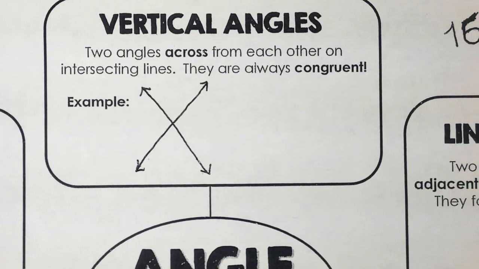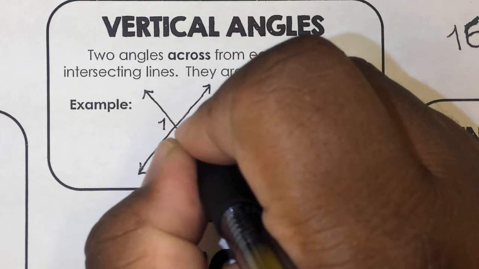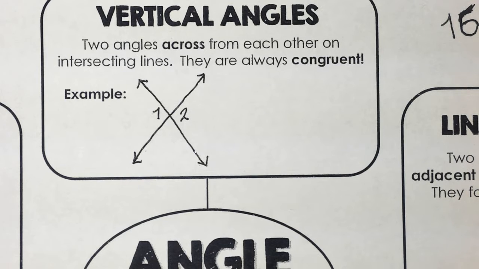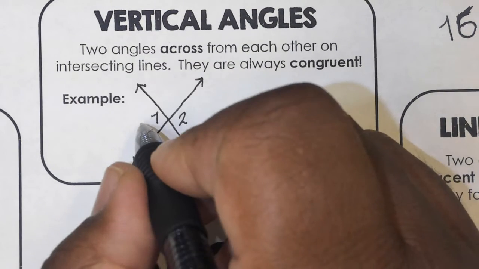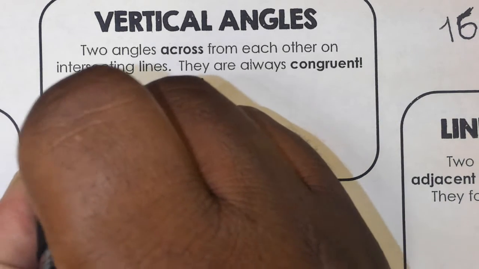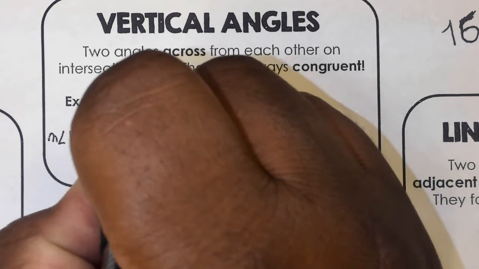Got 2 intersecting lines here. On this angle over here, I'm going to label this 1. The other 2 on the other side, across from each other. This is a representation of what vertical angles are. 2 angles that sit across from each other, and they're congruent. These 2 angles are congruent, and we call them vertical angles. So if you know one, you automatically know what the other is. To write this out, it would be the measure of angle 1 is congruent to the measure of angle 2.